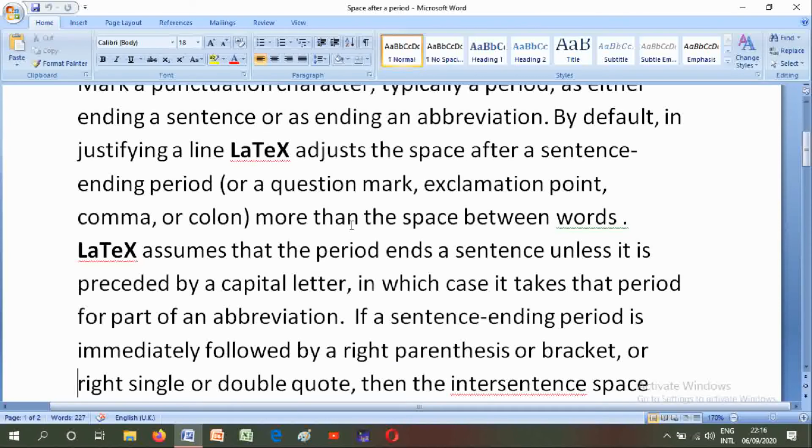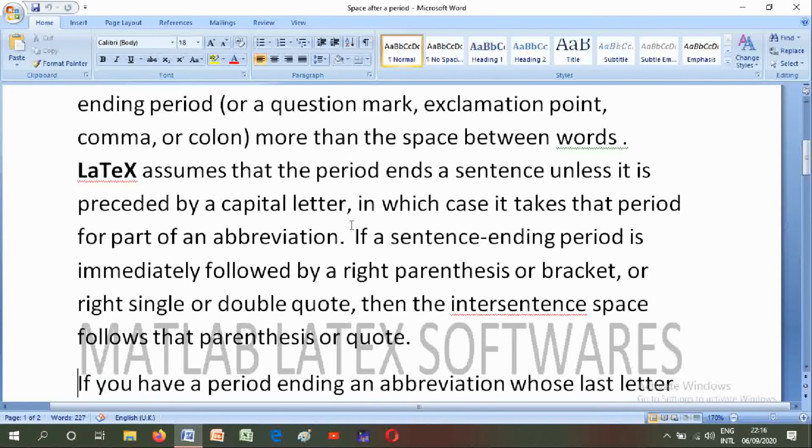LaTeX assumes that the period ends a sentence unless it is preceded by a capital letter, in which case it takes that period for part of an abbreviation. If a sentence-ending period is immediately followed by a right parenthesis or bracket, or right single or double quote, then the intersentence space follows that parenthesis or quote.